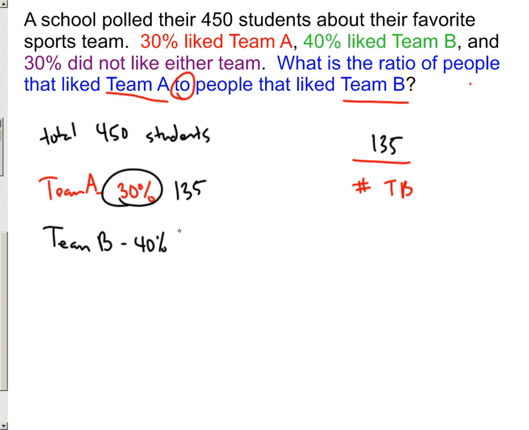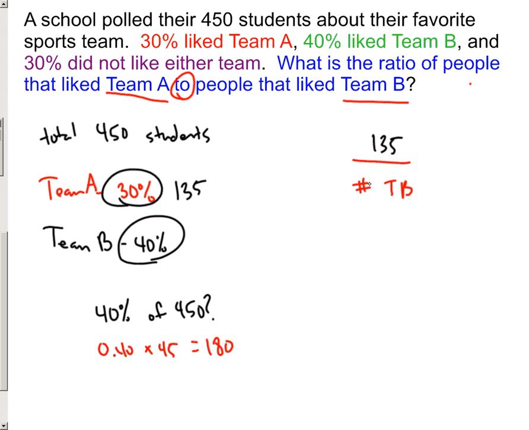What is 40% of 450? Well, 0.40 times 450 equals 180. So I'm going to erase this right here and record it as 180. So this is Team A, this is Team B.